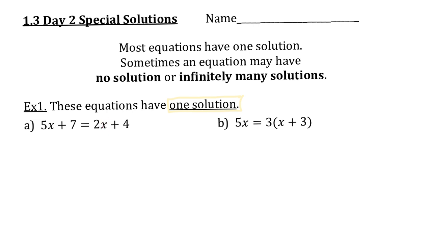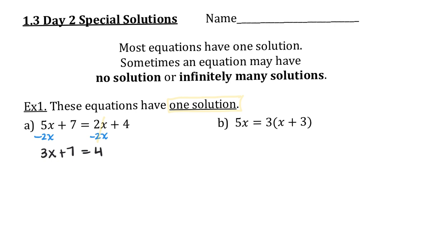I am going to cancel off the x on the right. Since it's a positive 2x, I'm going to minus the 2x. Make sure you do it to the like terms. 5x minus 2x is 3x. I'm going to bring down the plus 7. The equals 2x minus 2x is 0. And let me bring down the positive 4.